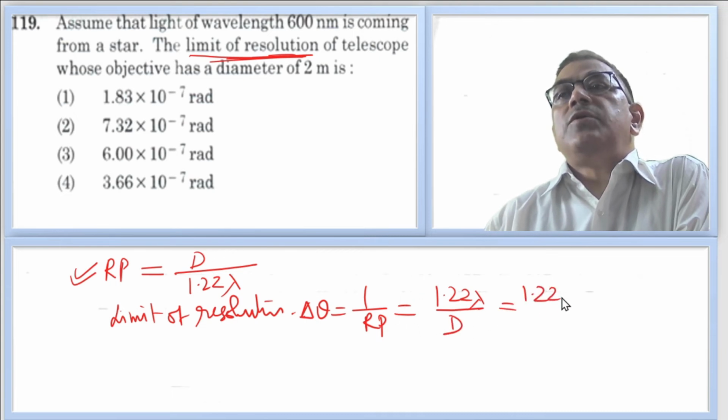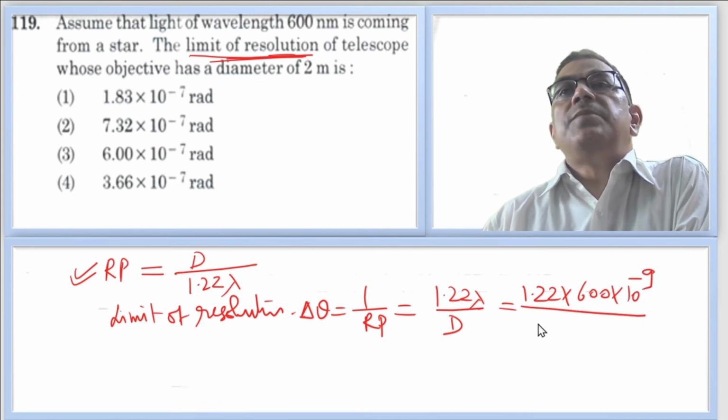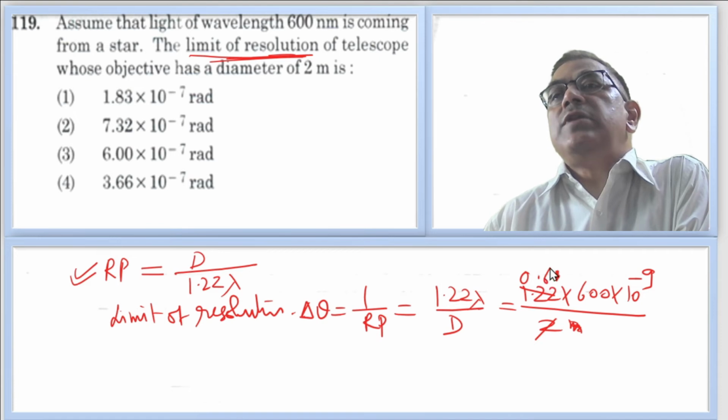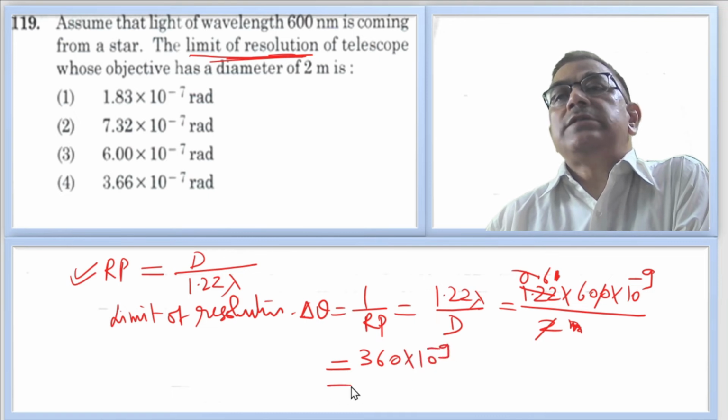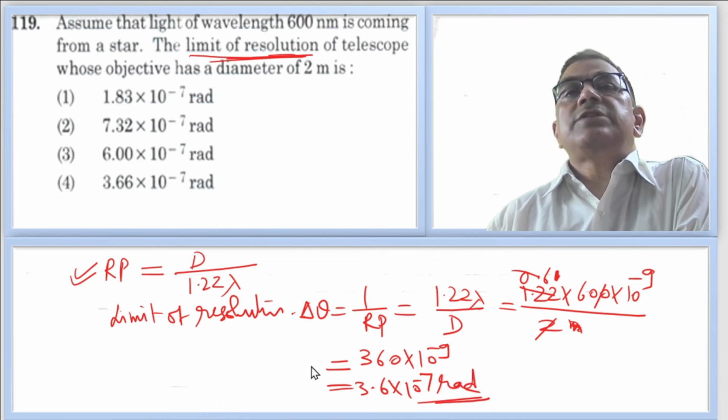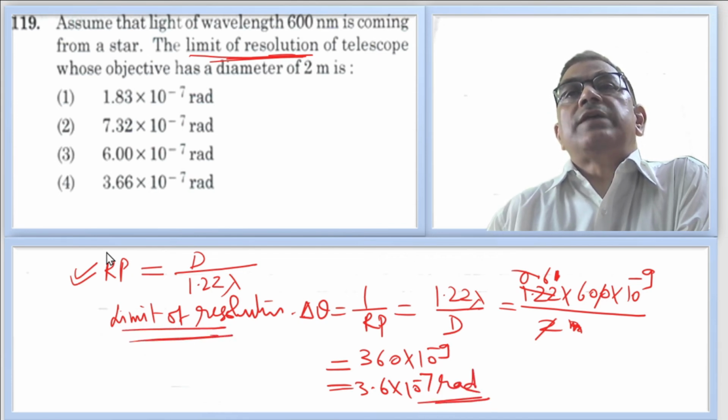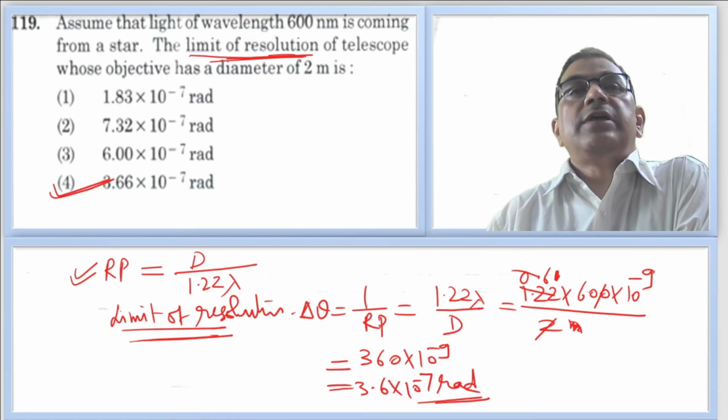Now substitute values. This is 1.22 times 6000 times 10 to the power minus 9 divided by 2 meters. Is that right? So 2 ones are, this is equal to 0.61. Let's take it 6 only. 6 is how much? This is 0.6. 0.6 means you can always cancel 0, so this is 360 times 10 to the power minus 9, so this is 3.6 times 10 to the power minus 7 radians. So that should be the limit of resolution. So this fourth appears to be the correct option.